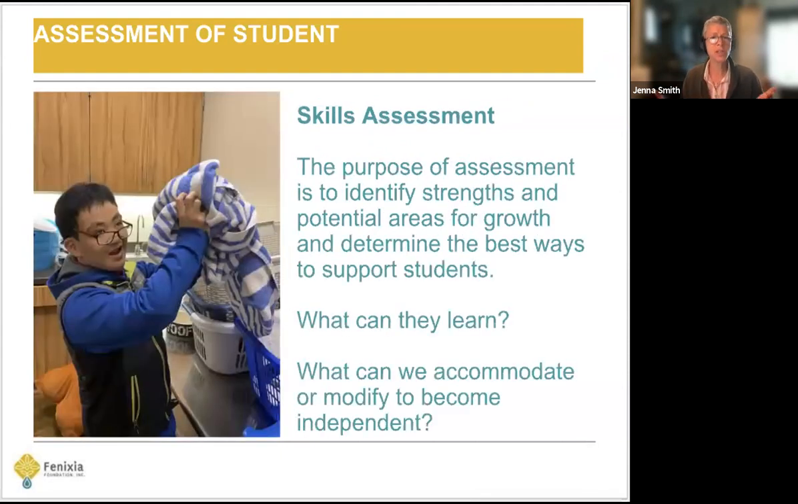So skills assessment, the purpose of the assessment, again, is to identify the strengths and potential areas for growth, and then determine the best ways to support your students. What can they learn? And what can we accommodate and modify to be independent?